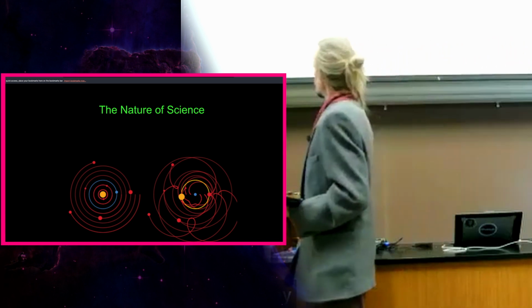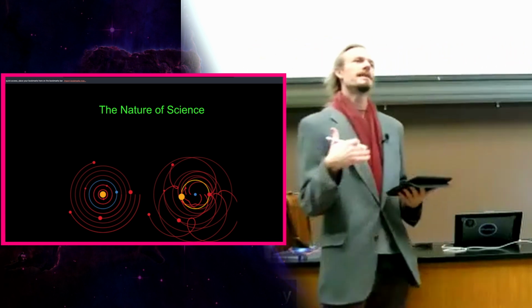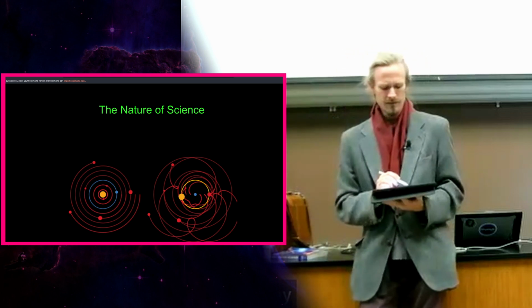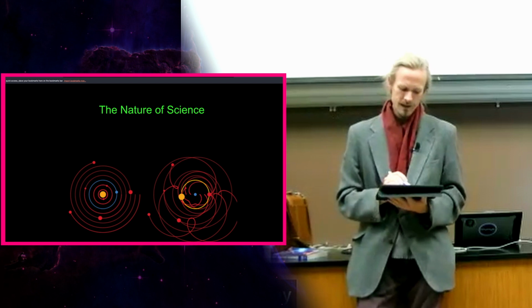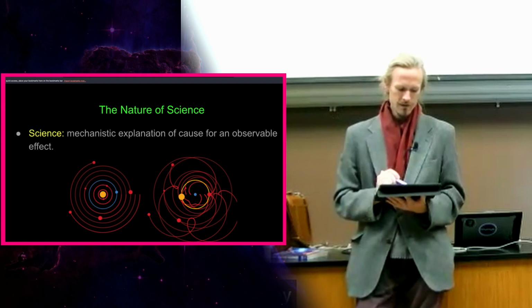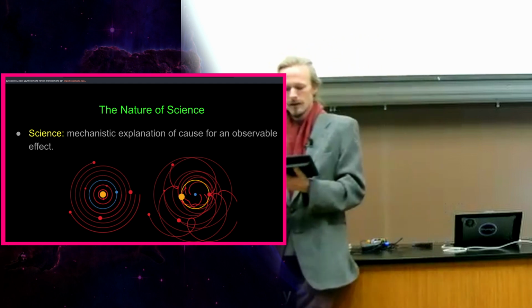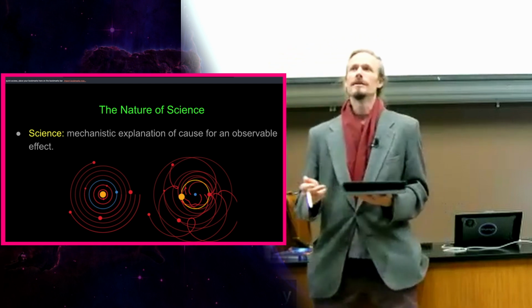So science is ultimately about possibilities for what could be causing the phenomenon, right? We start with these predictive models, these laws, and then we try to explain the cause of that effect. And this is something that you're not going to find in your textbook because it's really at the cutting edge of what's happening in the world of science right now. So here's my definition: mechanistic explanations for cause of an observable effect.